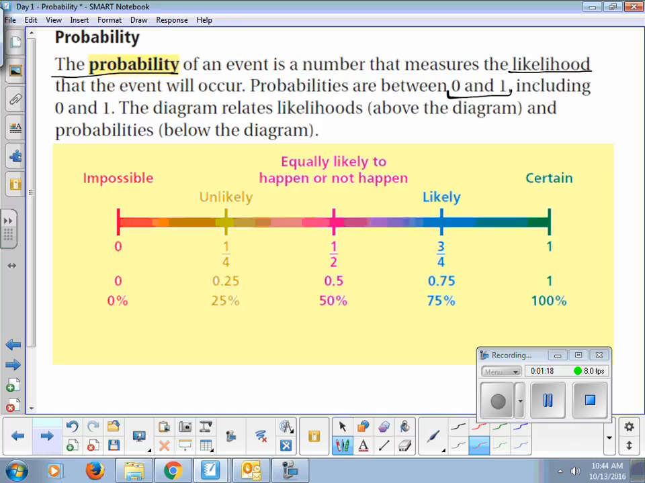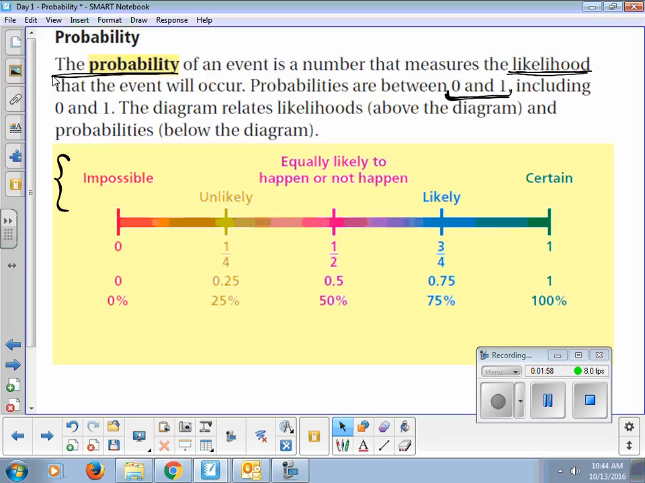For your next vocabulary word, probability. The probability of an event is a number that measures the likelihood that the event will occur. Probabilities are between 0 and 1, and they include 0 and 1. The diagram relates the likelihoods, which are written above, and probabilities below the diagram. You can write a probability as a fraction, a decimal, or a percent.